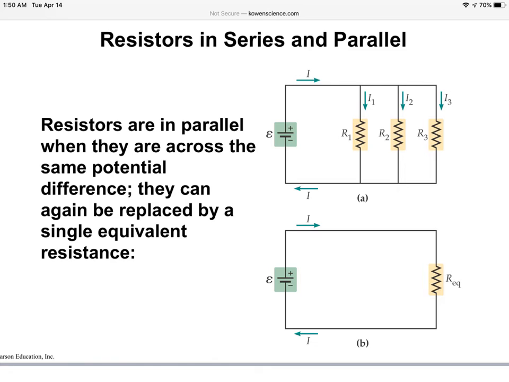Resistors are in parallel when they are across the same potential difference. They can again be replaced by a single equivalent resistance. Right here, in this top diagram, we have our resistors in parallel, and below you can see that we've taken those out and replaced them with our equivalent resistance.